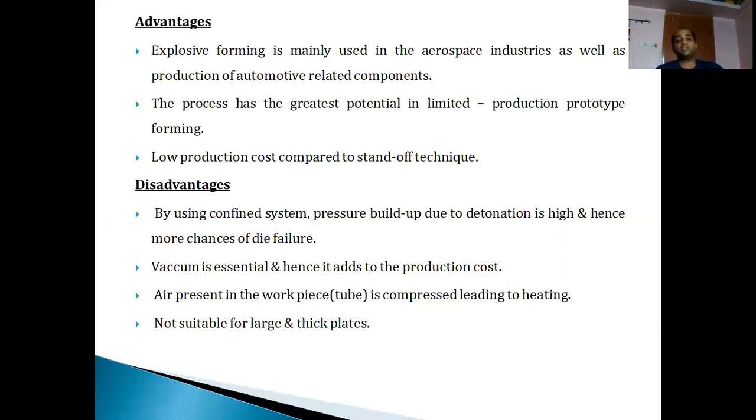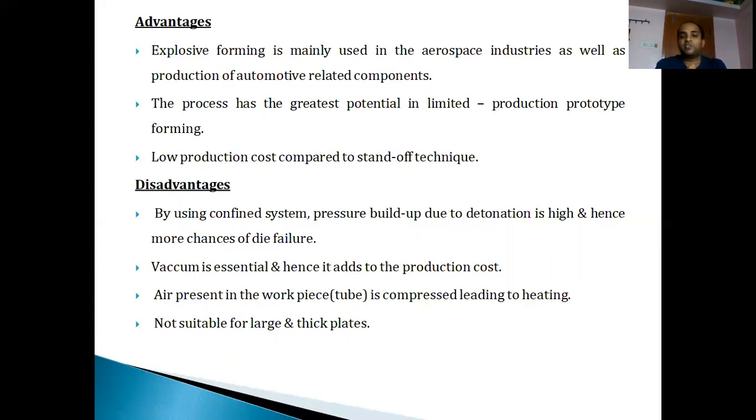But what are the disadvantages? The first disadvantage, if you observe, when we are using the contact method, sometimes the pressure built due to detonation, if it is so high, may lead to damage of the die, failure also, because here the explosive material comes directly in contact with the workpiece.